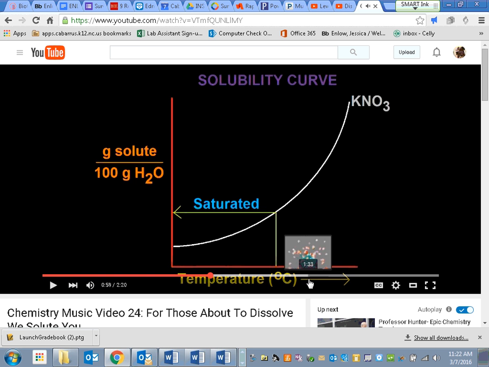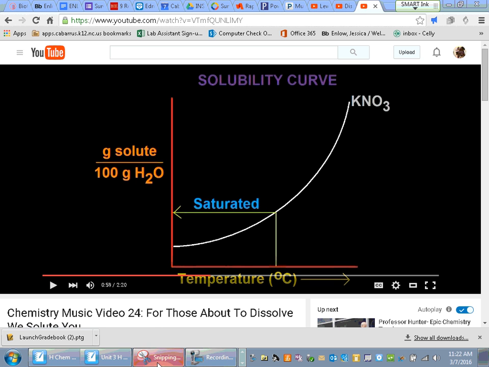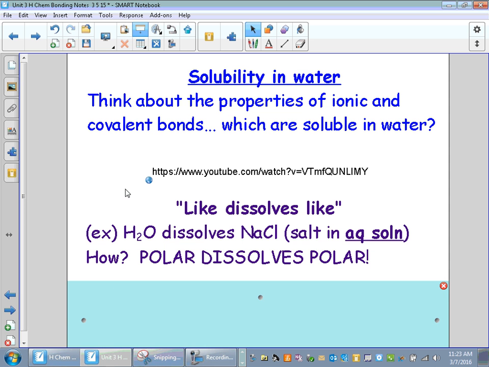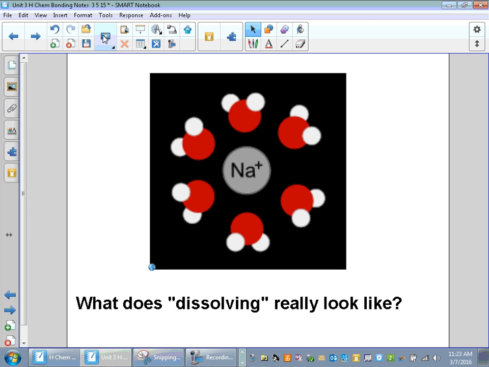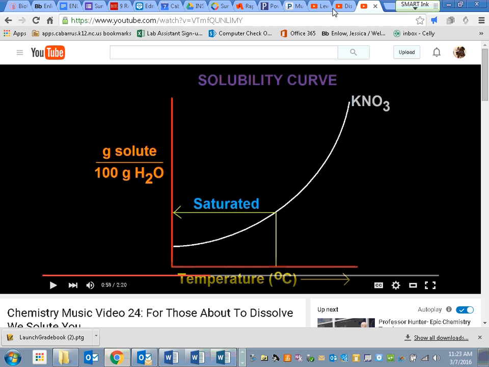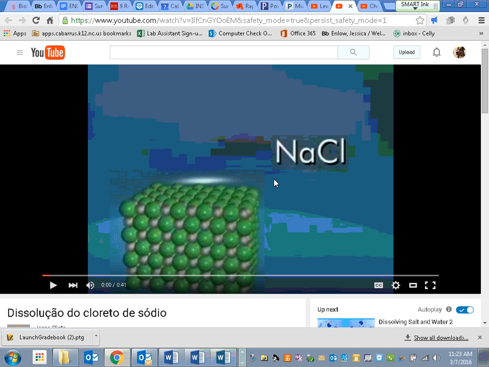This is another unit. I literally needed the first 30 seconds of that. Okay, so that is our like dissolves like cup. And here's what it really looks like. Actually, I got this one for you. This is in, like, French.